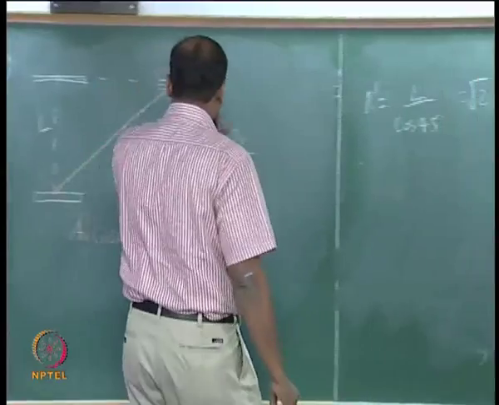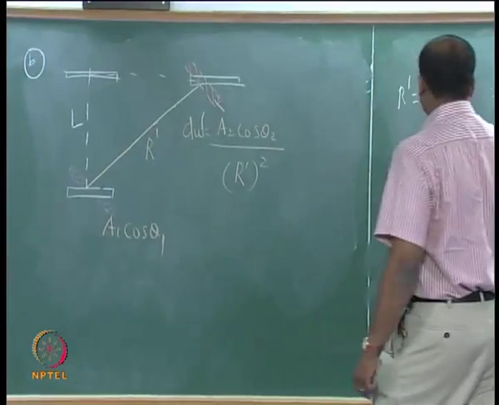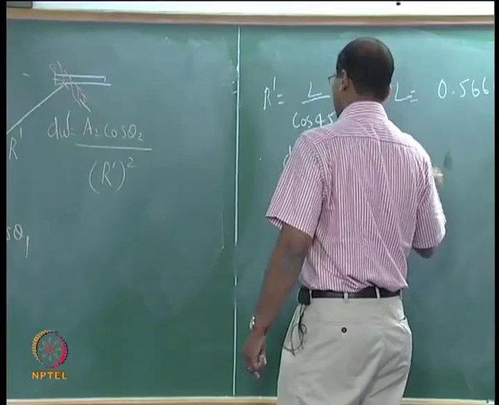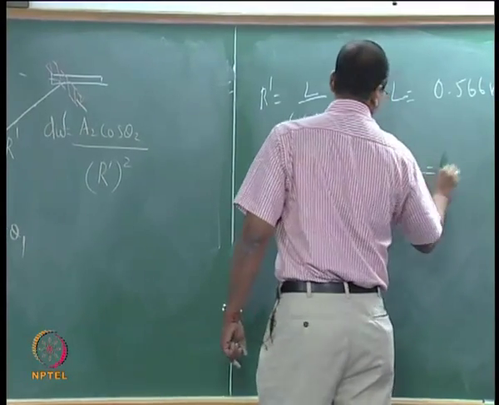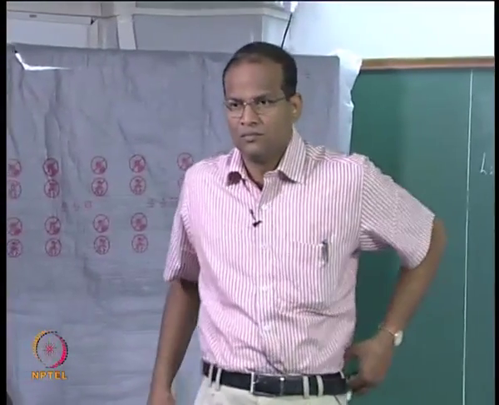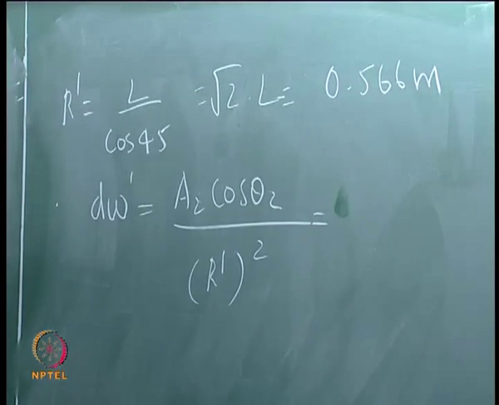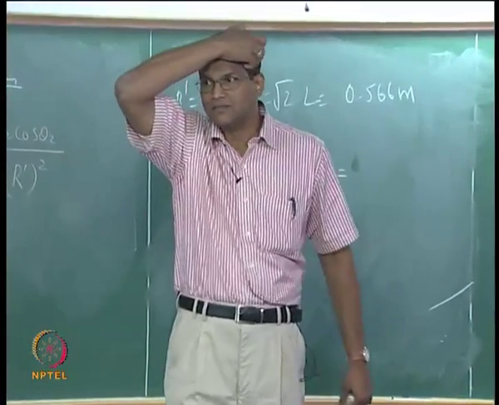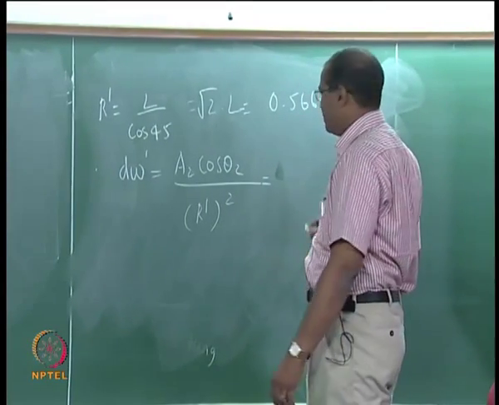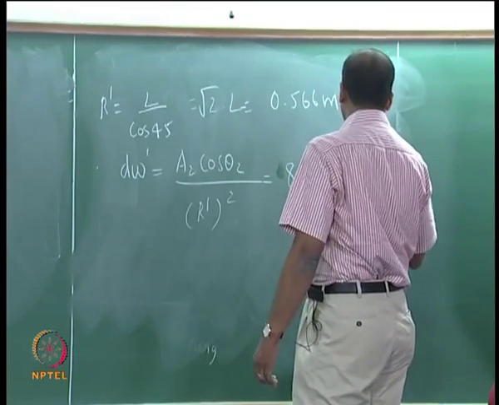Now d omega, or you want to say d omega dash, A2. I expect the solid angle to come down. The solid angle has to come down because it is seeing less and less of this, because the distance is increasing and the angle also changes. What is it? 8.14 into 10 to the minus 6 steradian.